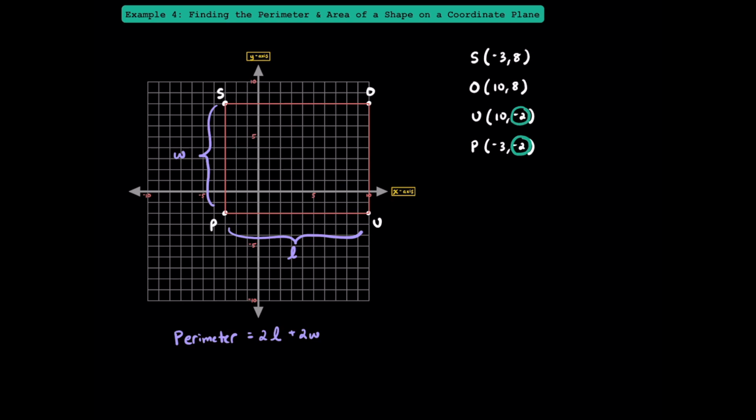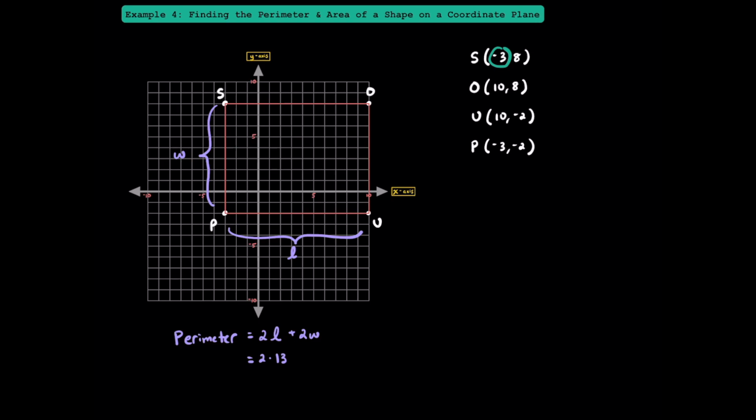Since the y values match for UP and the x values are in different quadrants, we can take these x values here and add their absolute values. The absolute value of 10 plus the absolute value of -3 is just going to equal 10 plus 3. Since 10 plus 3 is going to be 13, the length of PU is 13 units. Since PU and SO have the same length, we have 2 of these 13s, or we can say 2 times 13. Now let's find the length of SP.